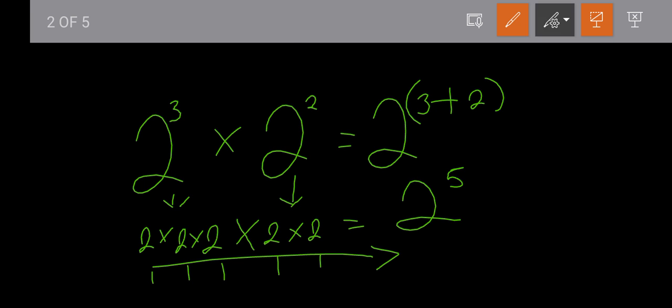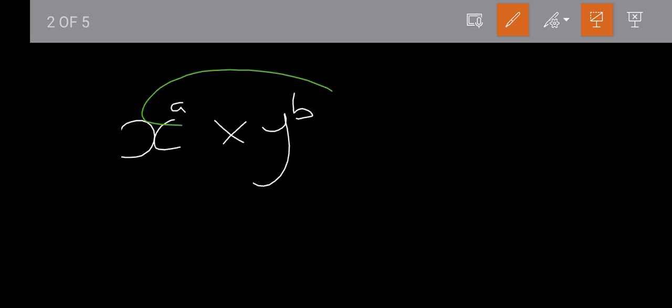So you can see that when we're dealing with multiplication index, what we need to do is add the indices. We add the indices together when we're dealing with multiplication index. And that's the law. Now, the law also tells us that if I have something with a different base, x raised to power a times y raised to power b, I cannot add the indices together. Why? Because these are two different bases.